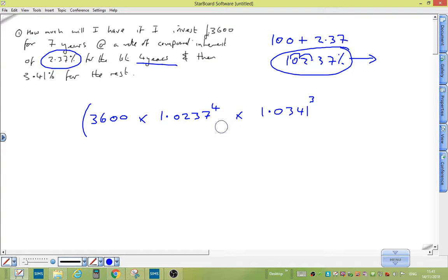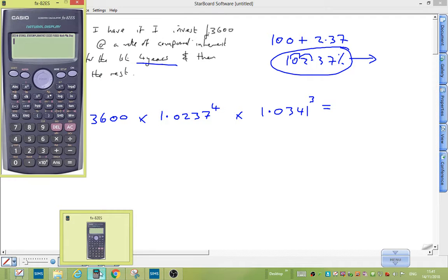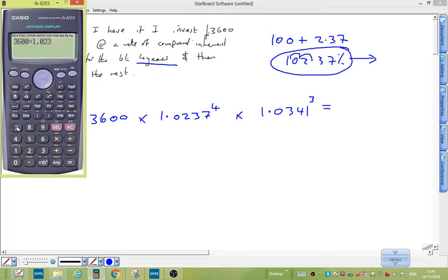These brackets aren't actually doing anything. So actually, you just type that into the calculator as you see it, and that will give the answer. Now, my calculator is slowly coming up, and there it is. I've got 3,600 was the original investment, times by the first 4 years, 1.0237 raised to the power, so it's that button, to the power of 4, come out, and then you times by the new multiplier, 1.0341 raised to the power of 3, which is that one there.